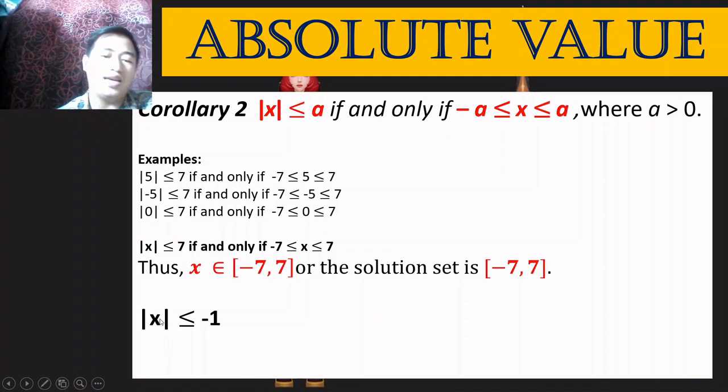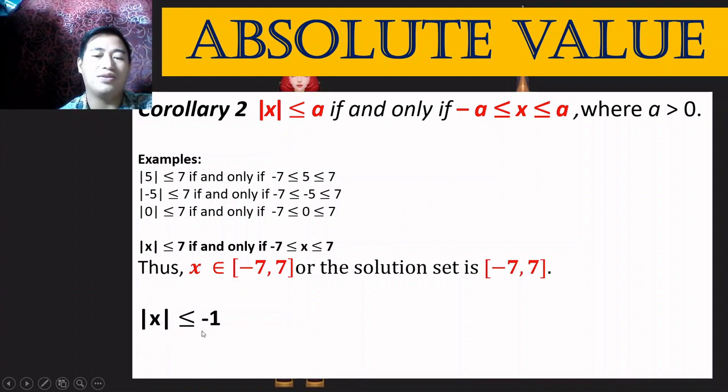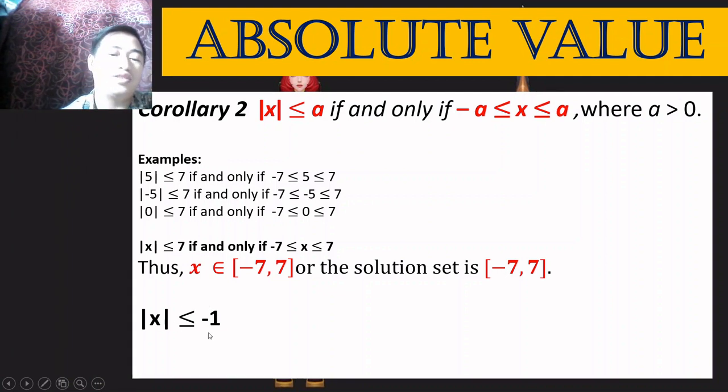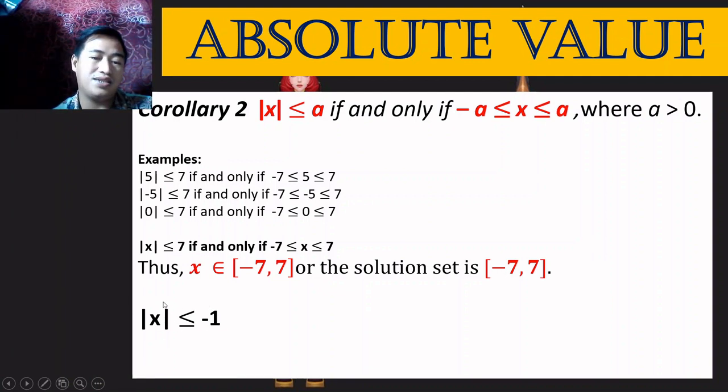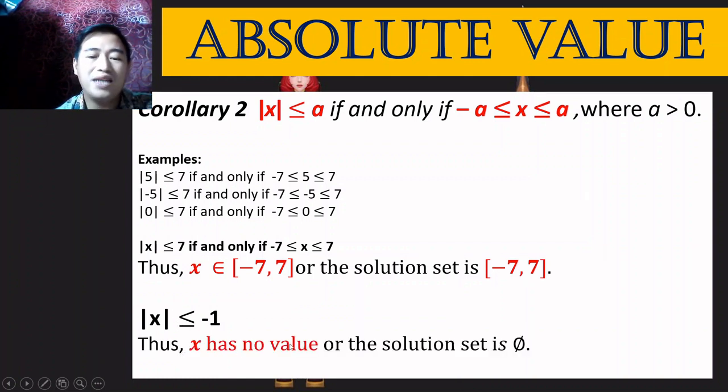Okay, what if class, again, the absolute value of x is less than or equal to negative 1. Okay. We call ba siya negative class? Diba dili? Then, dili mo siya mo less than kay this is greater than or equal to 0. So, kani siya class yung statement is false. Thus, x has no value or the solution set is empty again.